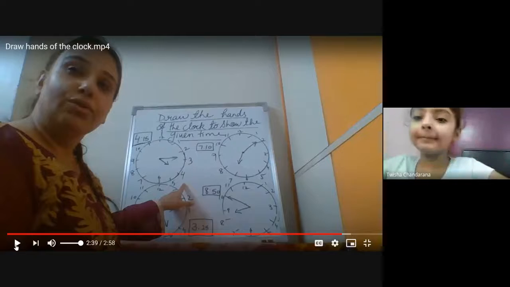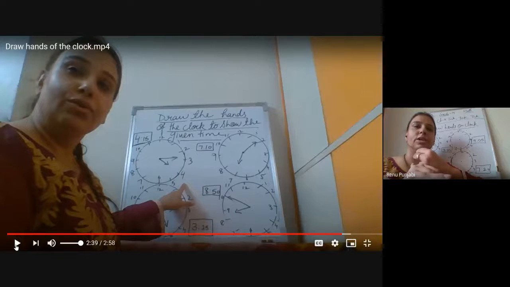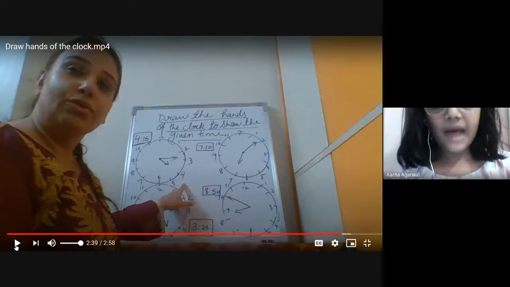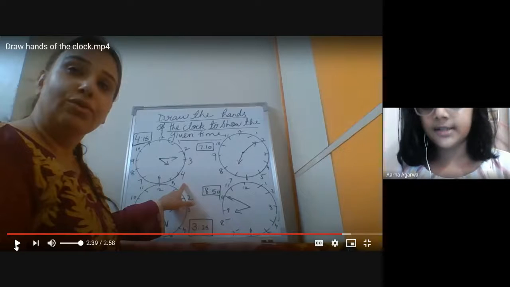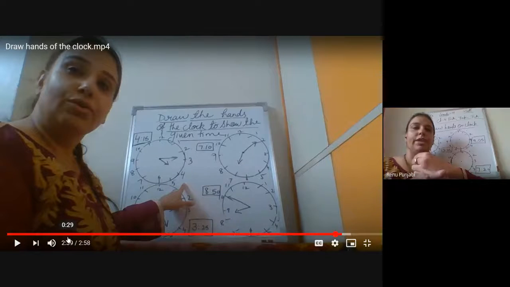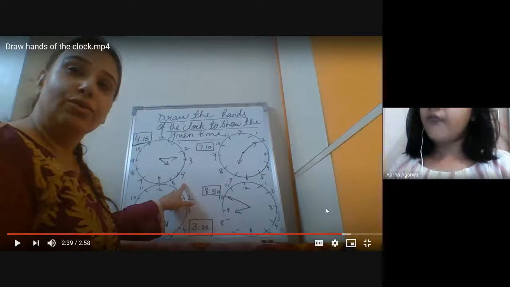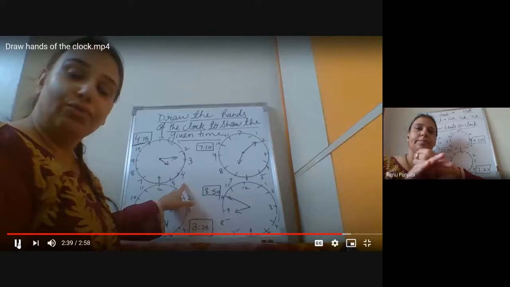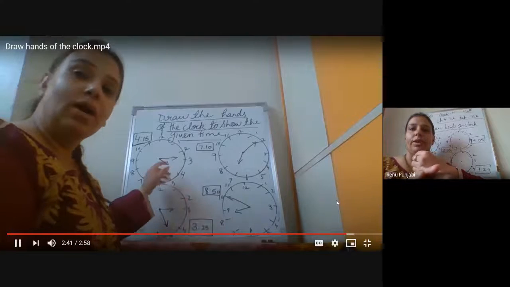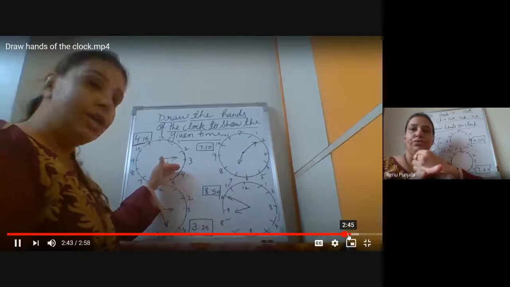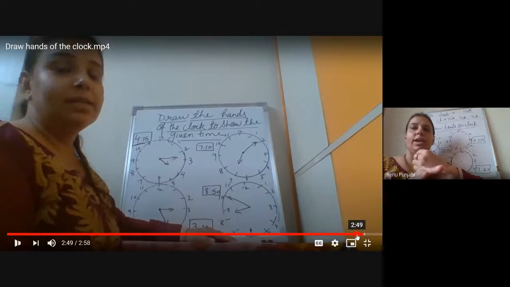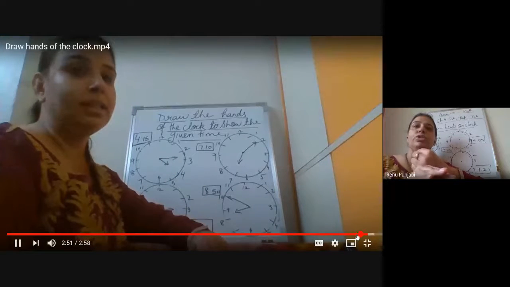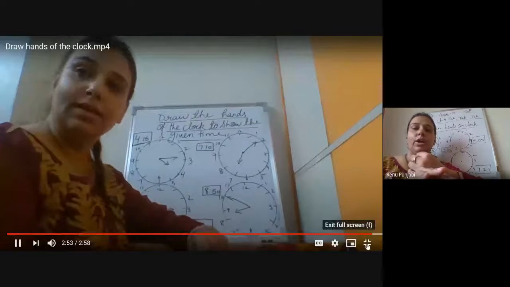Arna Agarwal, tell me, where will be the long hand? Ma'am, the long hand will be on 3 because 5 3s are 15. Very good. So this way we have learned how to draw the hands on the clock.